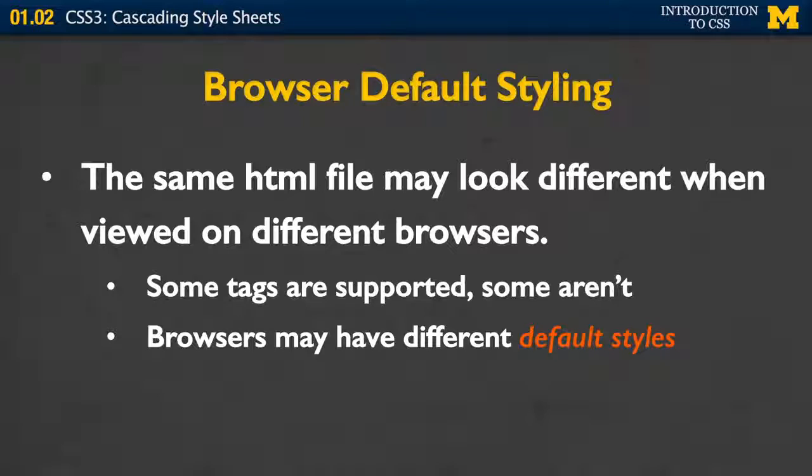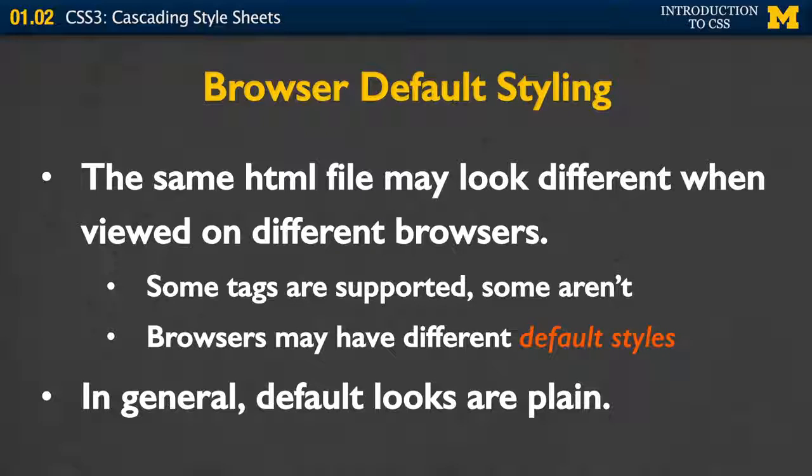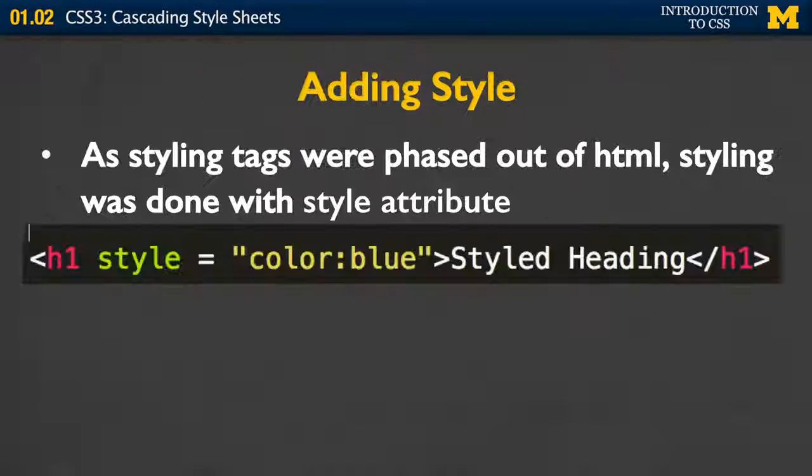But also, every single browser has its own different default style. And what that default style says is, this is how I want my H1 headings to look, or this is how much padding I want around my paragraphs. So if you go to the exact same page on different browsers, it may be hard to tell, but you'll see tiny little differences in how things are made. But in general, this default look is really plain. And most people I know, they don't want their pages to look plain. They want to put in some style. So let's begin looking at ways you can do this.